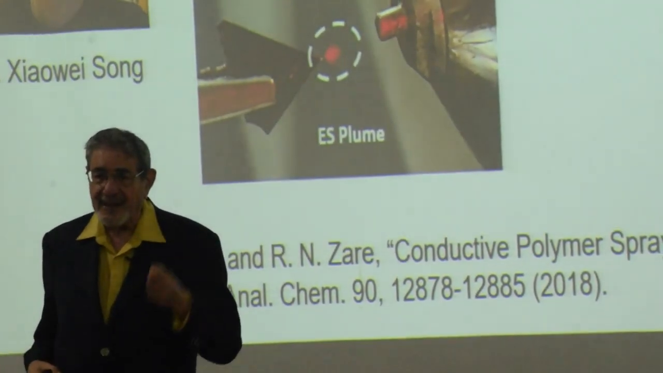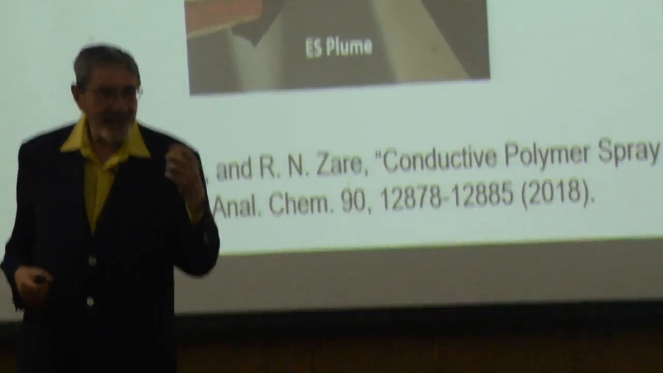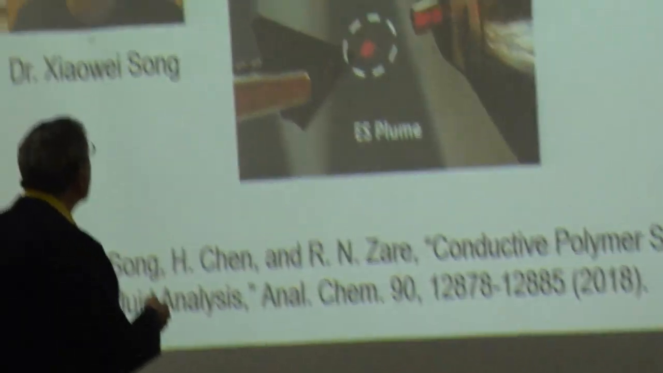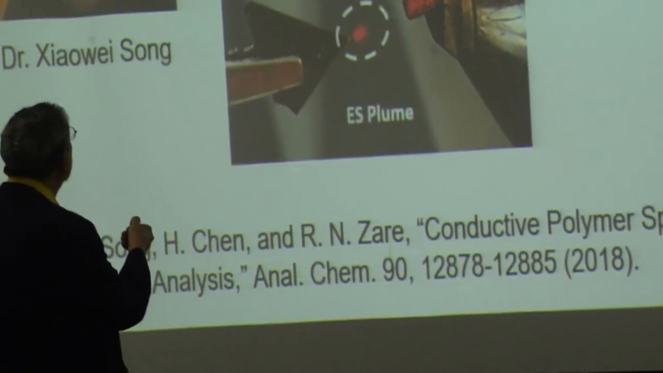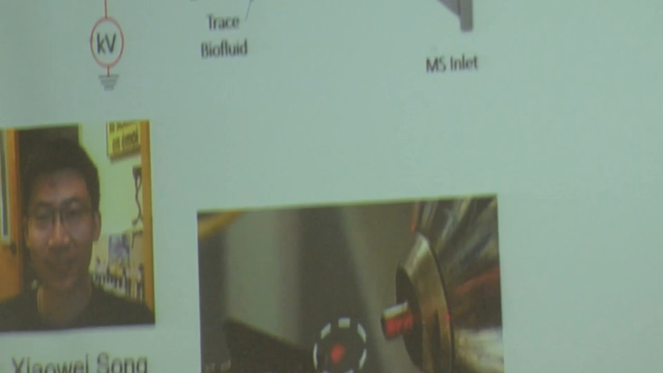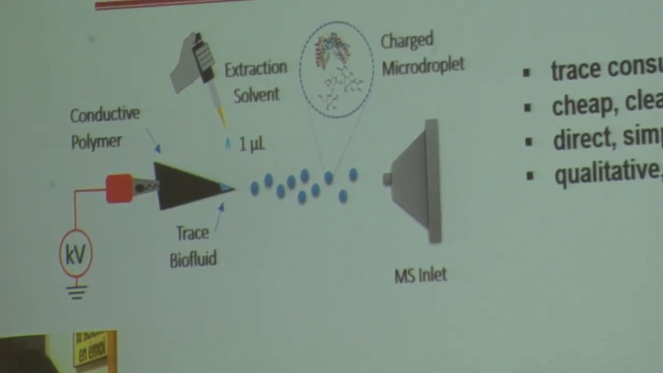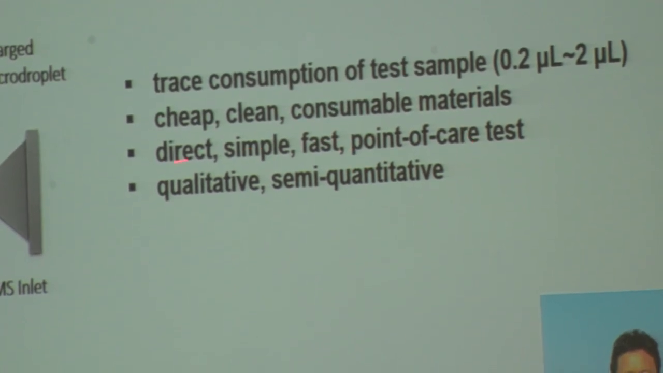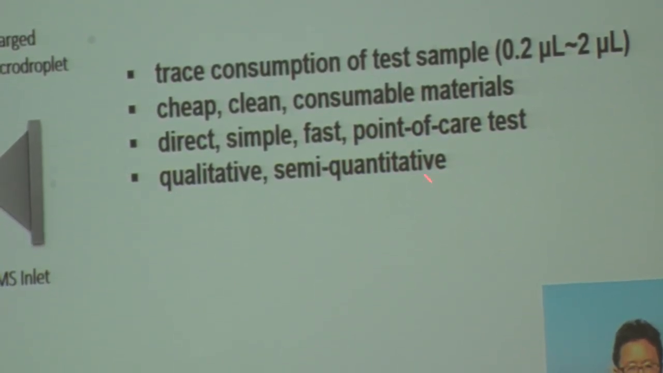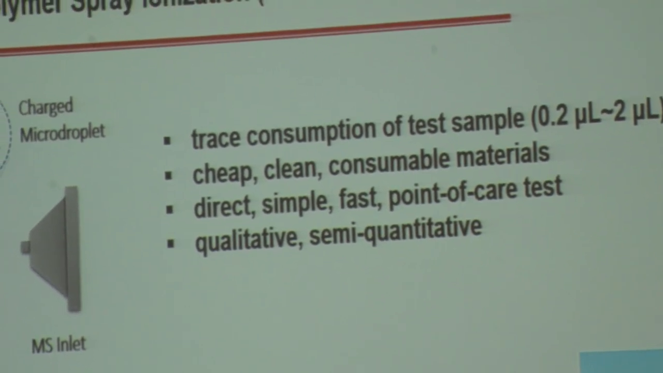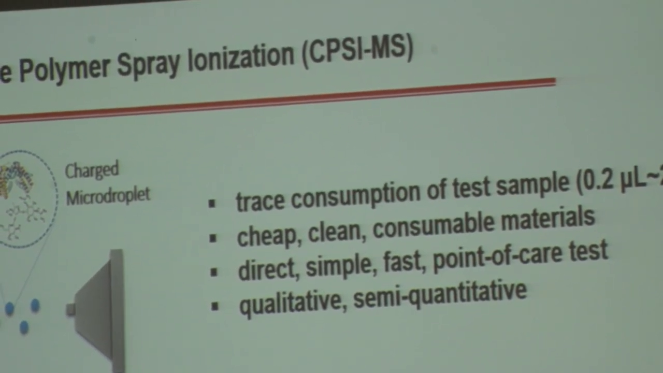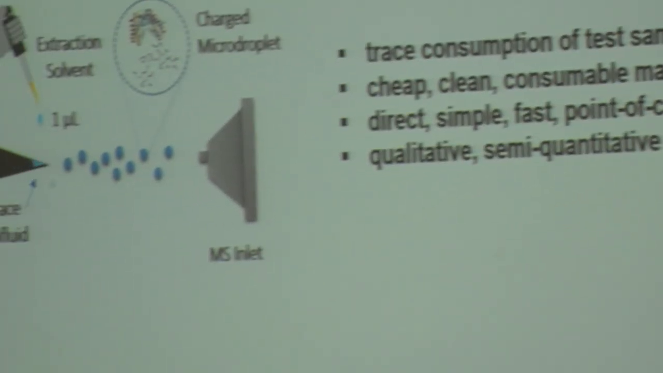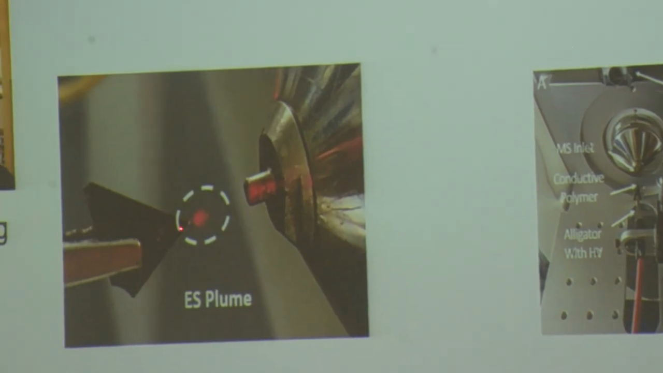Now I don't have to worry about the solvent conducting the voltage. I could have it all easily done with just an alligator clip. That's what's shown here, connecting to a high voltage. We put a trace of biofluid, and spray we go. So great consumption of test sample. You see, okay, cheap, clean, consumable materials, direct, simple, fast. We think it can be point of care test, and it's qualitative and semi-quantitative. We'll see. And I hope now, I'm not blocking this for you. You can see, look, we did a helium neon laser to see this scattering. Those are the droplets going in, okay?